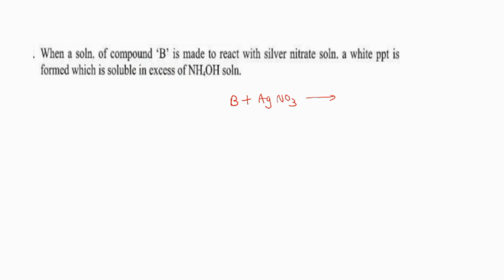If you get questions repeatedly like this, you will memorize the concept also. Which is that white precipitate that is soluble in excess of ammonium hydroxide? That is silver chloride. So silver nitrate is reacting with something to produce silver chloride. Definitely, the compound will be a solution of a chloride. They are asking for the compound, not the anion. So you can write any soluble solution of chloride. That will be sodium chloride. Got it? That's the answer.